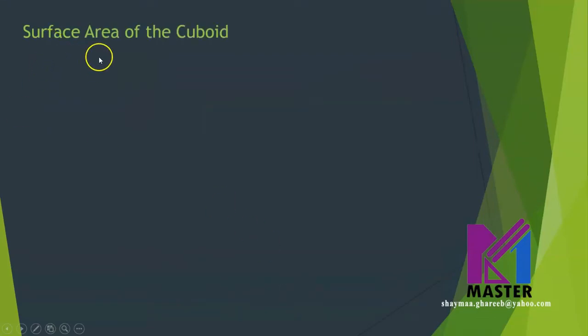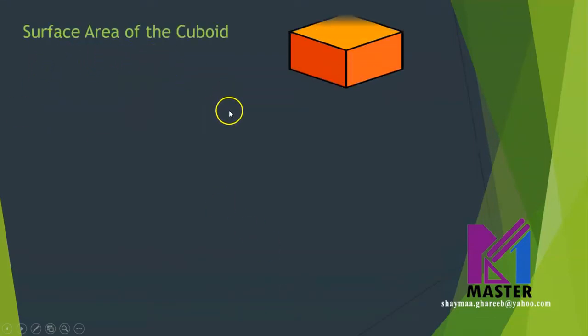What about surface area of the cuboid? This is a cuboid. It has 6 faces. All of them are rectangles. Sometimes it has 2 squares. And it has 12 edges. And it has 8 corners or 8 vertices.